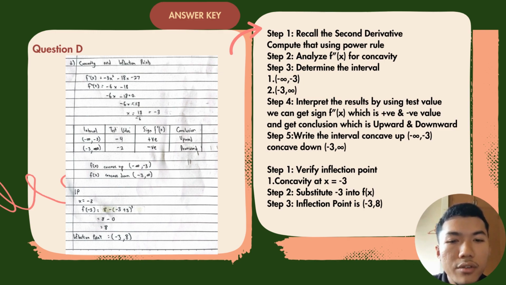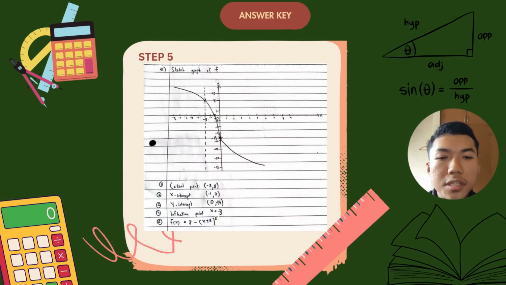For finding the inflection point of x, step 1. Verify the inflection point. First, concavity at x equal to negative 3. Step 2. Substitute negative 3 into f(x). Step 3. The inflection point is (-3, 8). Question E. Sketch the graph of f using the above information.